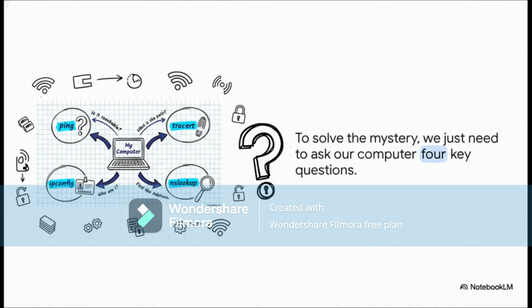Well, it's all about our game plan right here. See, troubleshooting isn't some kind of dark art. It's just a process of elimination. We're going to solve this whole mystery by asking our computer 4 key questions, and each one is going to give us a crucial clue.